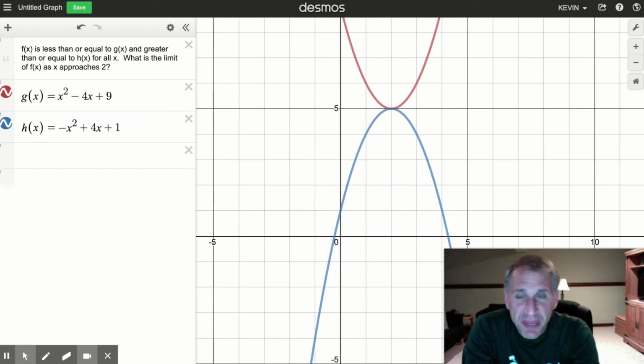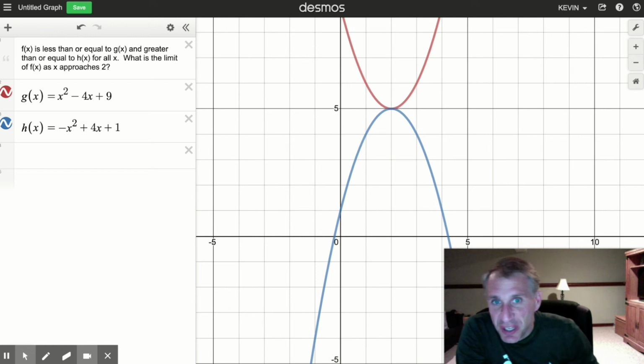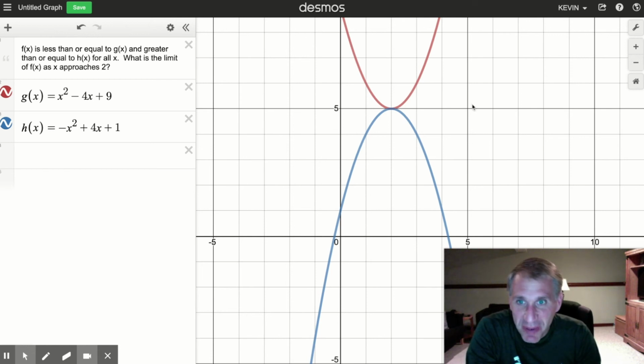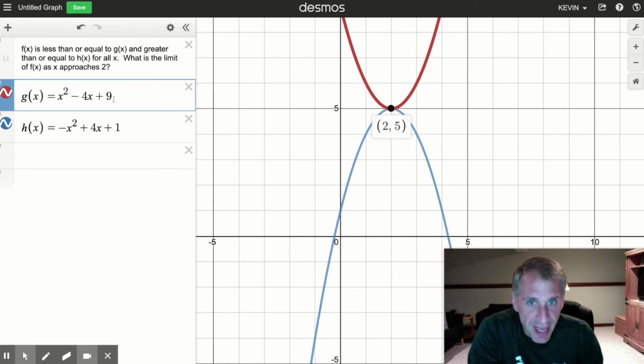What kind of question might you see when we're talking about the Squeeze theorem? You could have something that is really set up nicely for you, a real contrived kind of problem here. f of x is less than or equal to g of x and greater than or equal to h of x for all x. What is the limit of f of x as x approaches 2? And if you notice here, when you graph g of x and h of x, you see that they are both parabolas and they both have a vertex at (2, 5). You could also find that out if you didn't have a graph just by taking 2 and putting it in for x in both g of x and h of x. You'd find that the output is 5 for each of them.